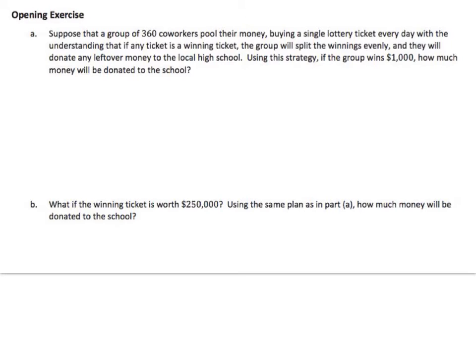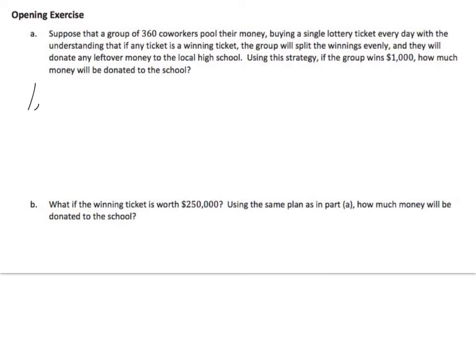Suppose that a group of 360 workers pool their money buying a single lottery ticket every day with the understanding that if any ticket is a winning ticket, the group will split the winnings evenly, and they will donate any leftover money to the local high school. Using this strategy, if the group wins $1,000, how much money will be donated to the school?